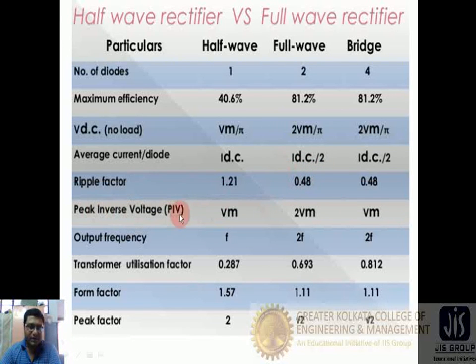And peak inverse voltage is also important. The peak inverse voltage for a half wave rectifier is Vm, whereas for the full wave rectifier with 2 diodes it is 2 Vm, and in the case of the bridge rectifier it is also Vm. So in this way we conclude this session and make a difference between the different types of rectifiers, which are used to convert the AC signal to a DC signal.